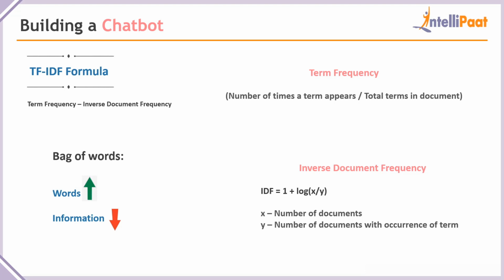For now, you just need to know that the formula of term frequency, where we are trying to find out how many times a term occurs, is basically the number of times it appears in a document divided by the total terms in that document as well.